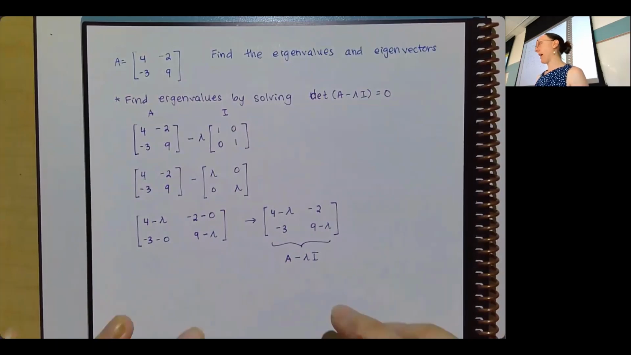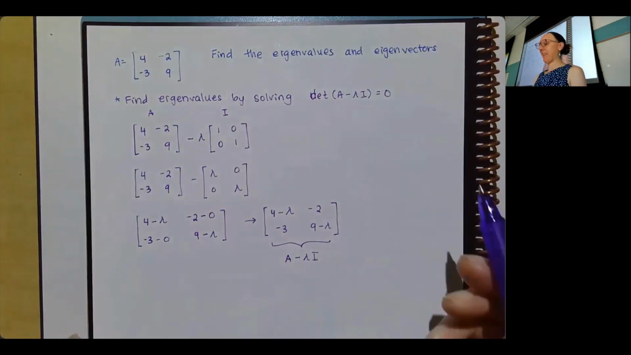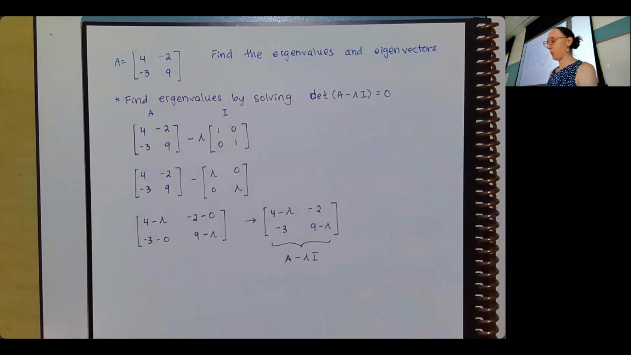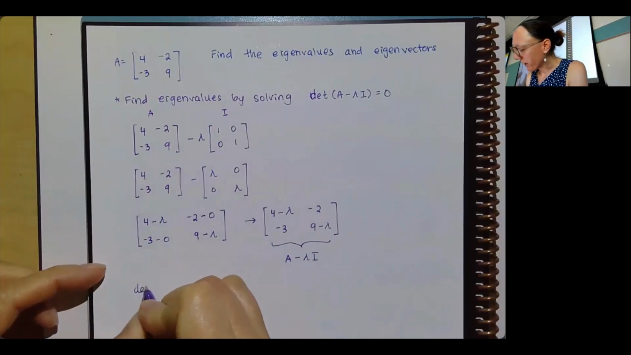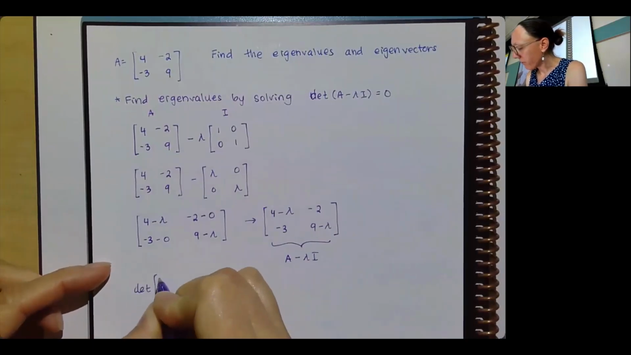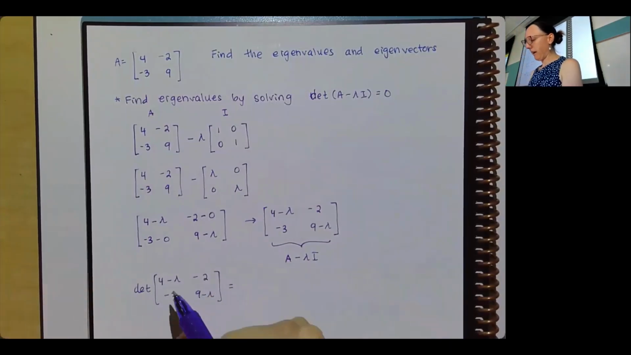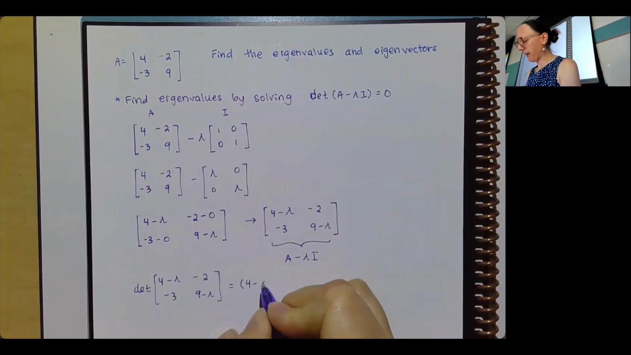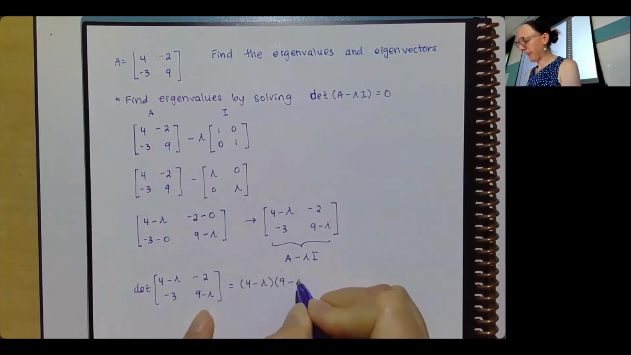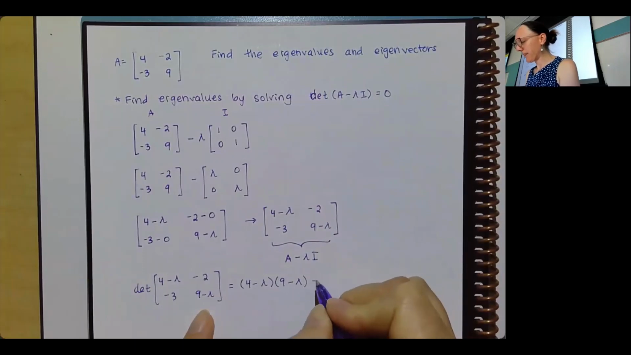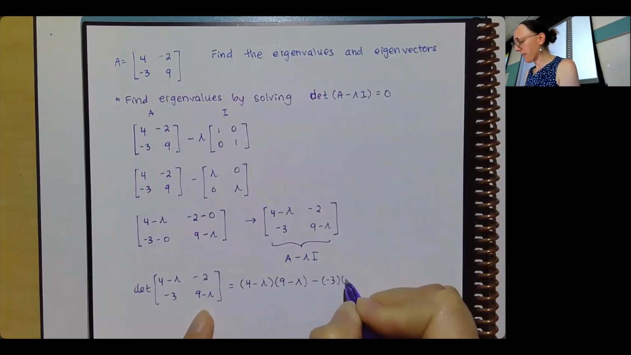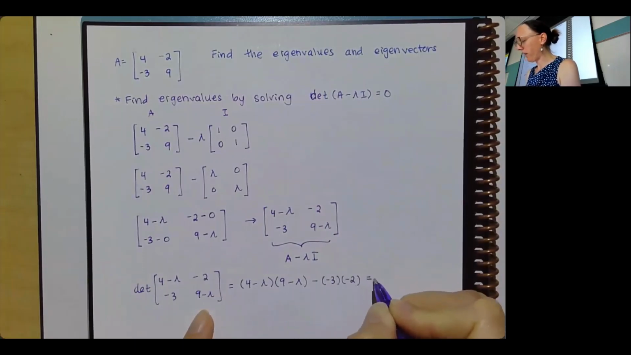Okay, so we've formed our A minus lambda I matrix. Now I need to set the determinant of that matrix equal to 0. So when I do the determinant of 4 minus lambda, -2, -3, 9 minus lambda, I get 4 minus lambda times 9 minus lambda minus -3 times -2. And I'm setting that whole thing equal to 0.